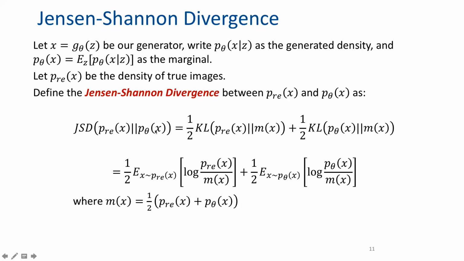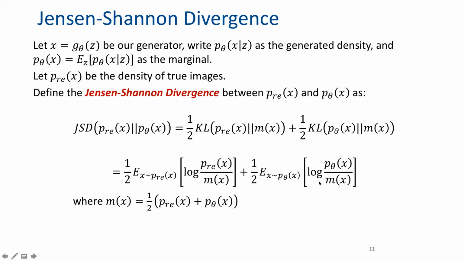So this is a sensible measure because it's symmetric, whereas KL divergence is not symmetric. This one is. You can clearly swap the real and synthetic distributions and get the same formula. And then if you write the KL divergence out as expected values, the first one is an expected value over the first distribution of this ratio here. And the second term is the expected value over the synthetic images of this ratio here.